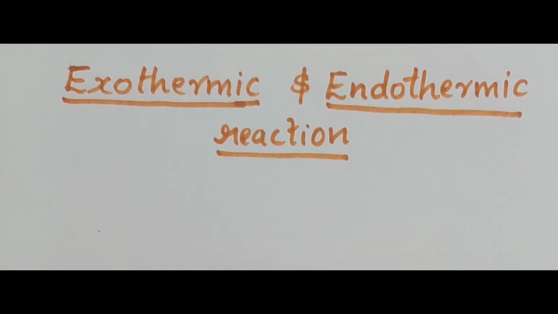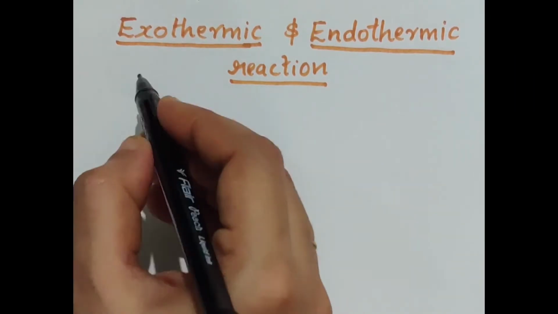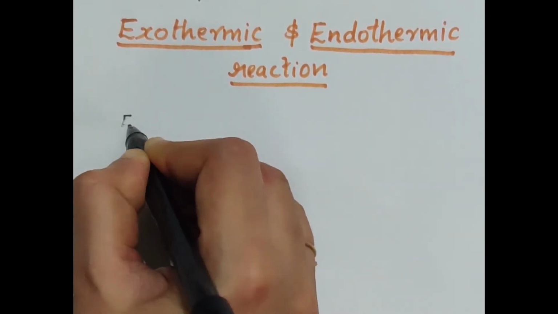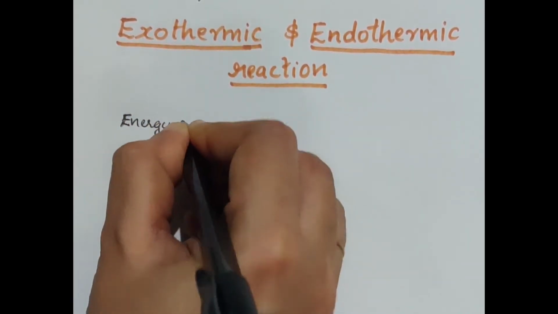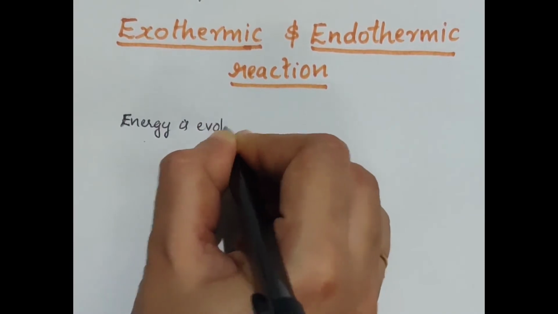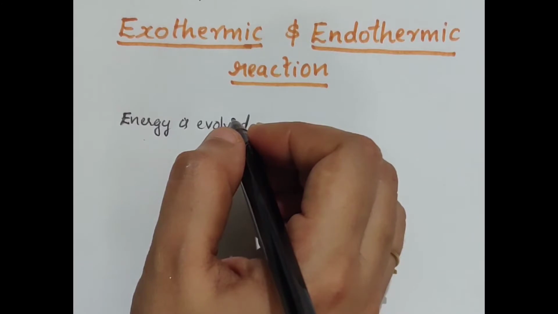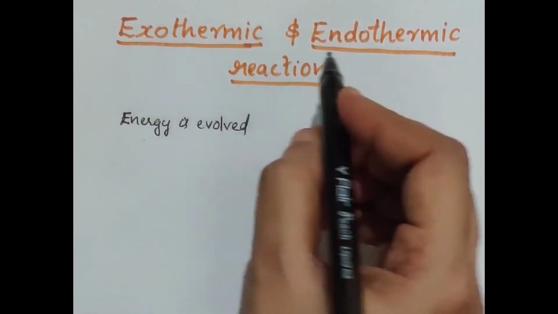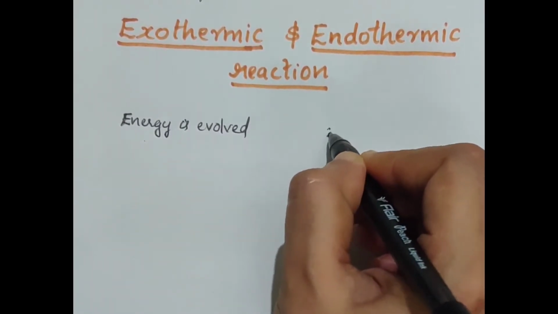In this video I am discussing a very small topic, that is exothermic and endothermic reaction. An exothermic reaction is the reaction in which energy, that is, heat energy, is evolved. A reaction in which heat energy is evolved is called an exothermic reaction, and an endothermic reaction means energy is absorbed.